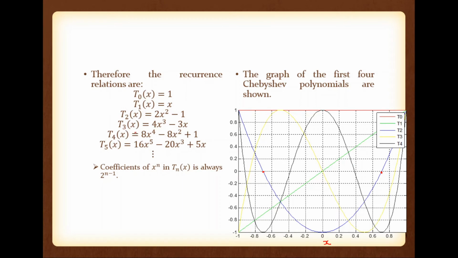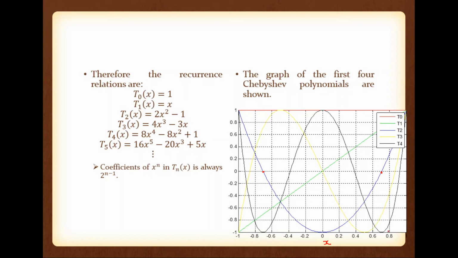Now what about T3 of x? T3 of x is this yellow color. It is starting from minus 1, increasing to 1, then decreasing back to minus 1, then again increasing back to plus 1. So again it is varying between minus 1 and plus 1. As it is T3 of x, it has 3 roots: one root here, one root at 0, then one more root here. Now next one is T4 of x, that is black color.